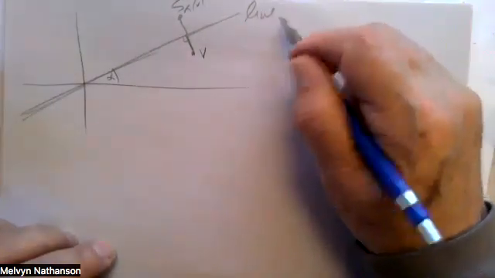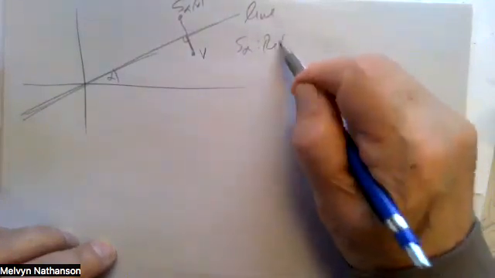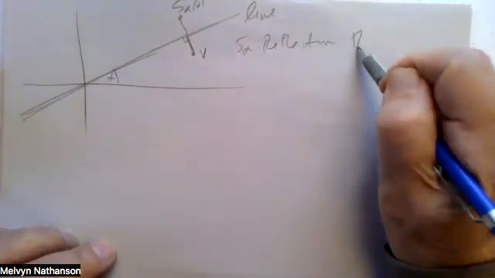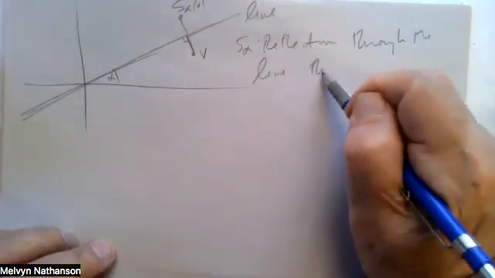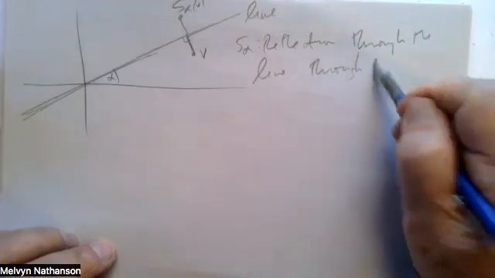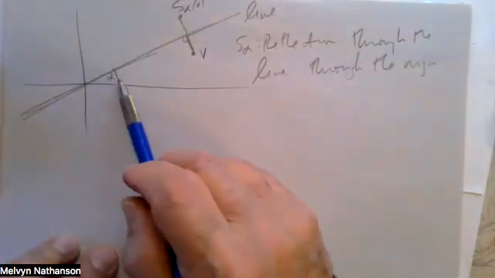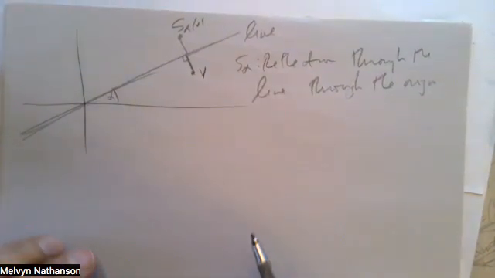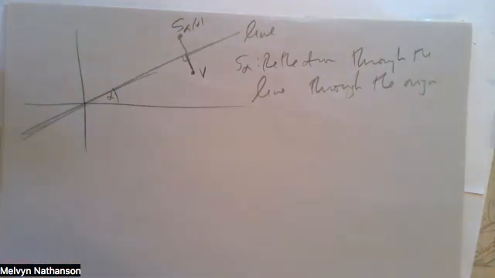Okay, so that's reflection through the line. So S alpha is reflection through the line through the origin that makes a certain angle alpha with the positive x-axis. So the line can go up or the line can go down, but it's a line through the origin.